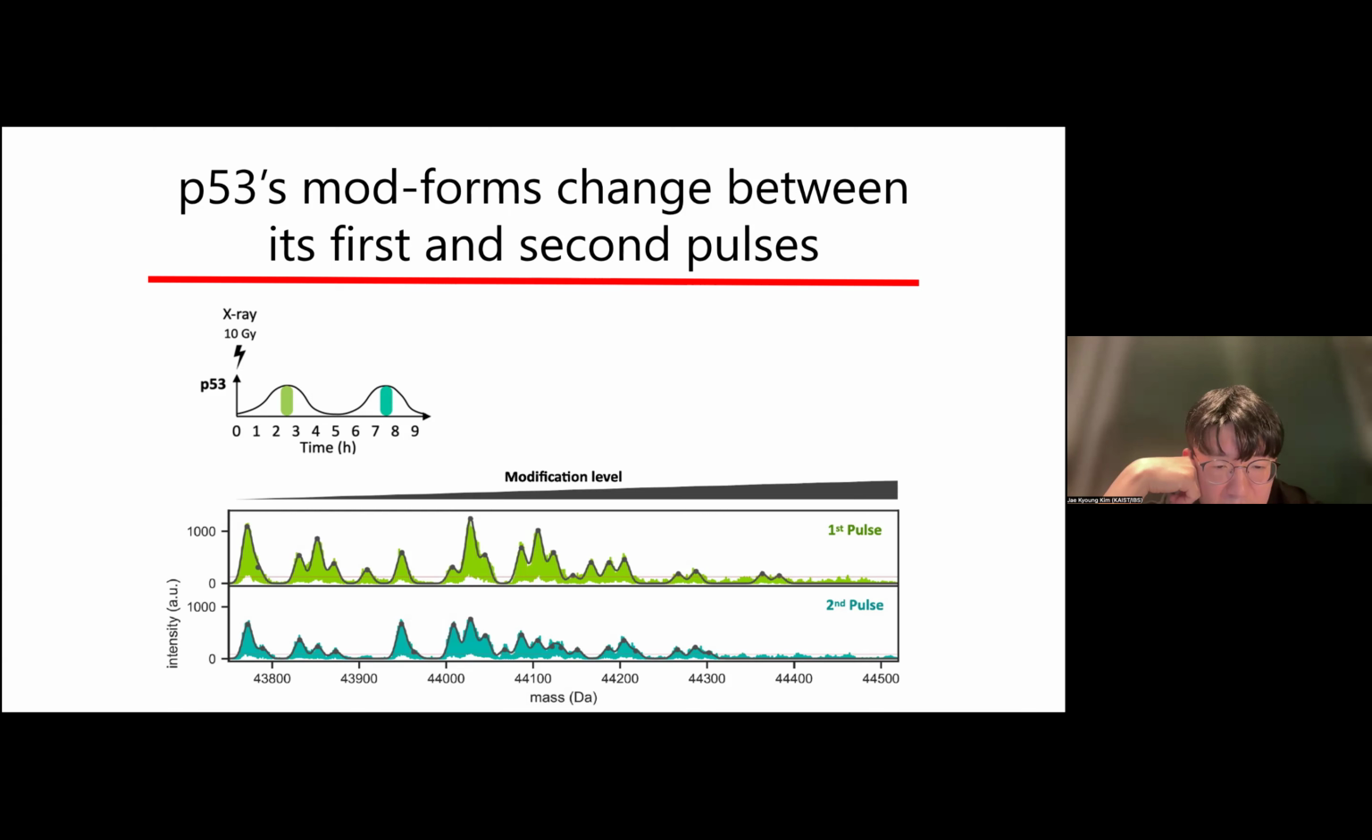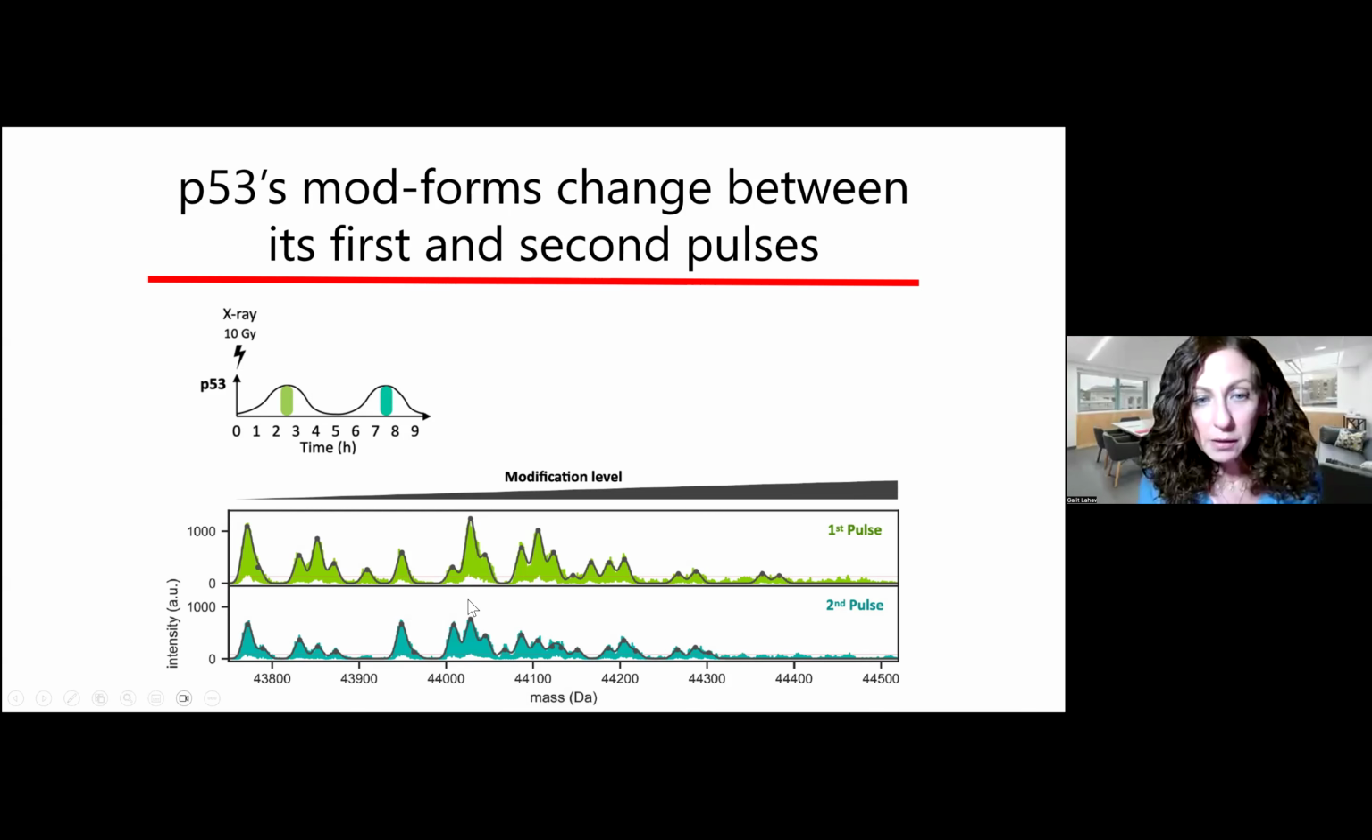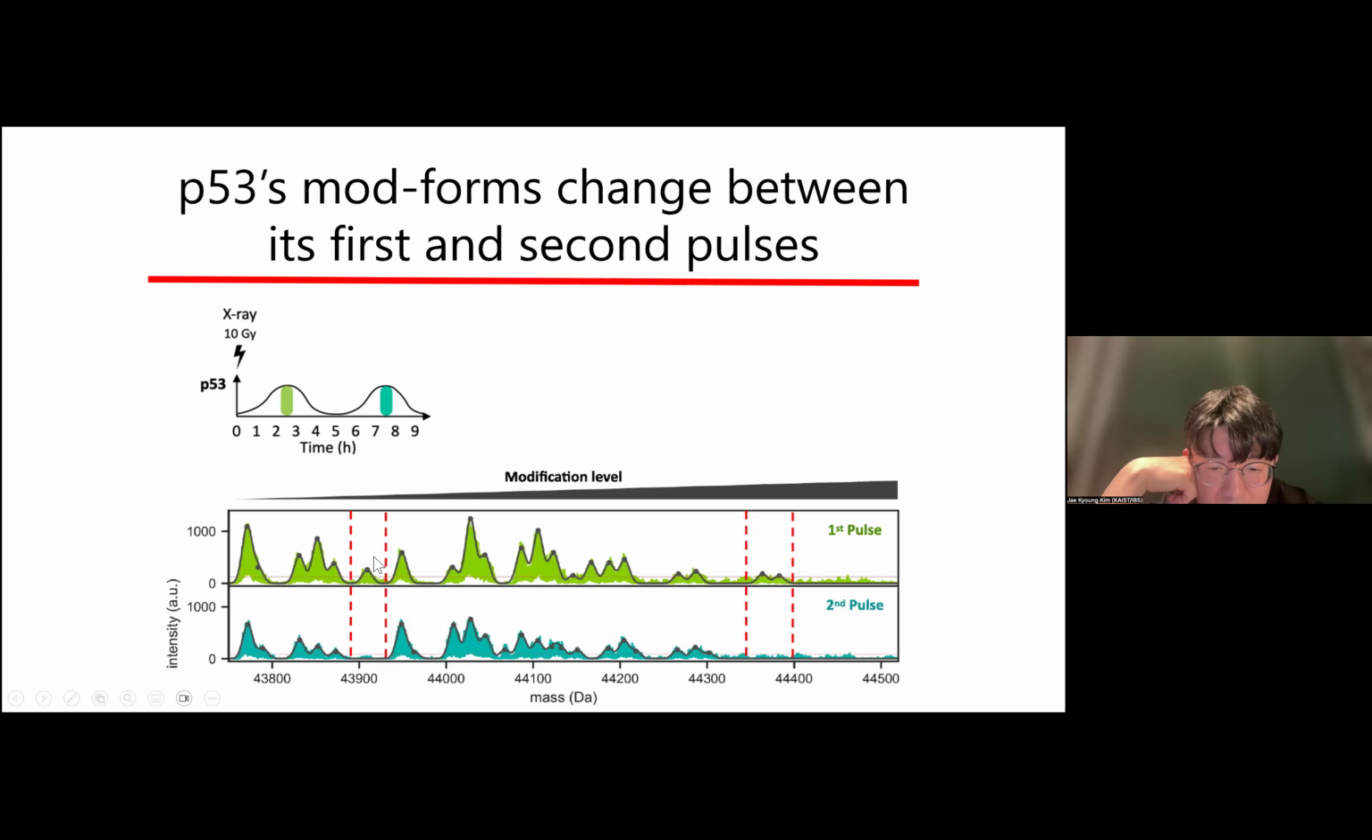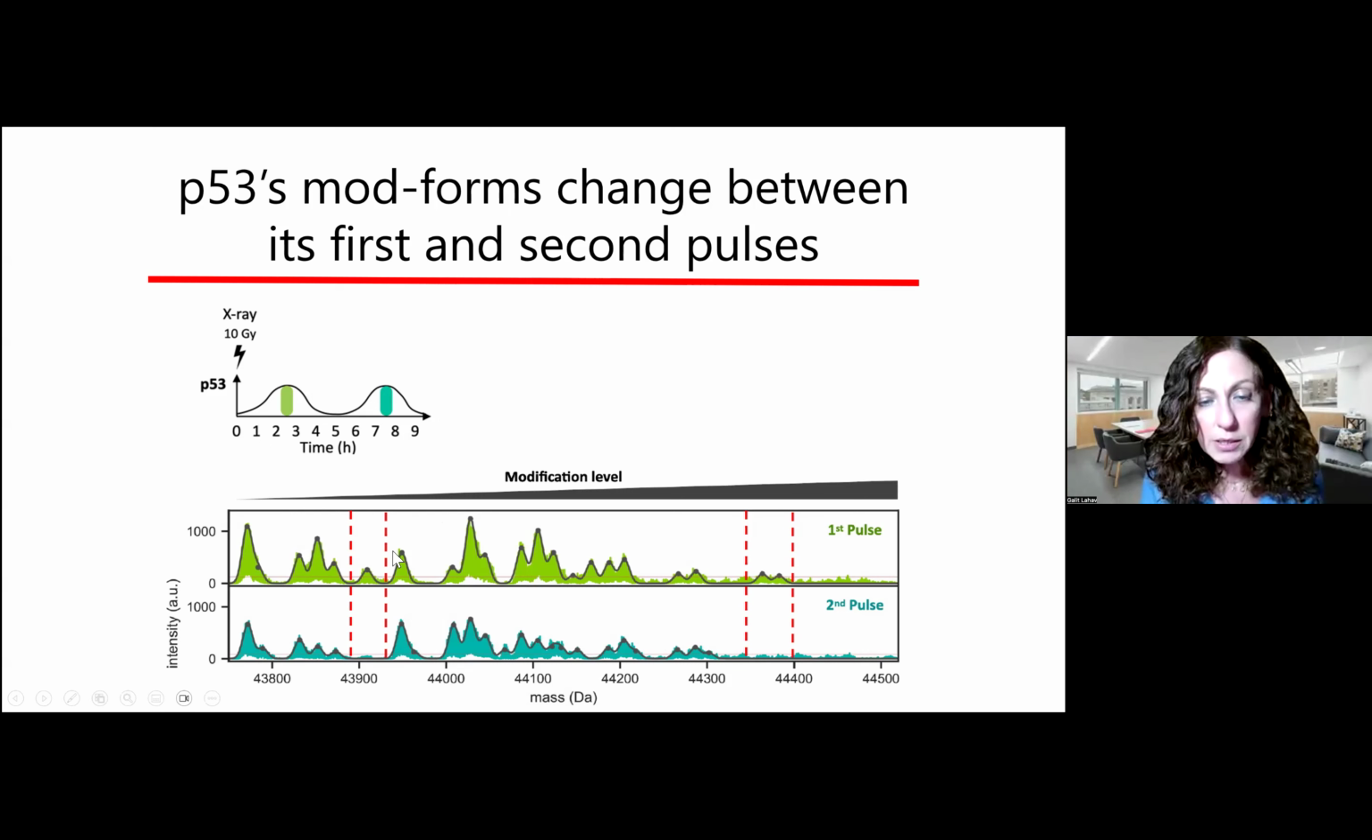Now, if you compare the first pulse and the second pulse, many mod forms look the same. But here I'm marking a couple of places in which we see there is a mod form in the first pulse, but not the second pulse, this one and this one as well. So this motivated us to try to understand which modification might be different between the first and second pulse.